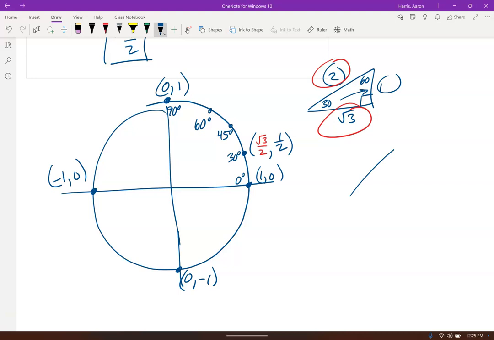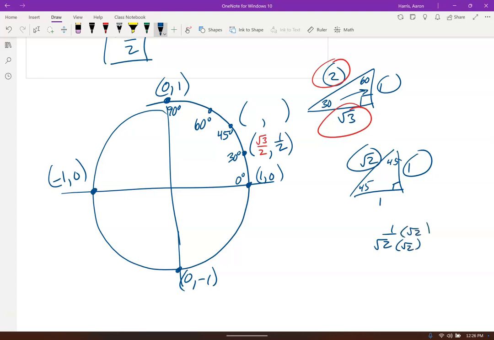Okay, and then for the 45, 45, 90, 1, 1, root 2. Sine of 45, that's the y value. Sine of 45 would be opposite over hypotenuse. Well, 1 over root 2 rationalized is root 2 over 2. Or you can just memorize the points too. But this is how you build it if you know your 45, 45, 90s. Cosine is adjacent over hypotenuse. Well, 1 over root 2 is again rationalized to be root 2 over 2.